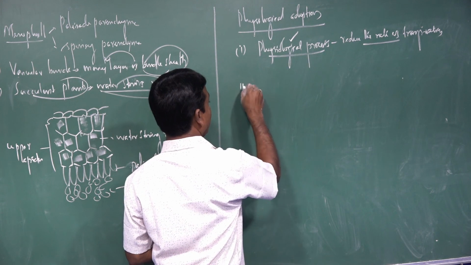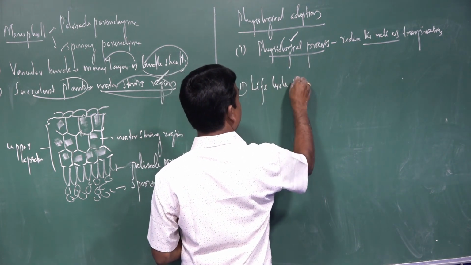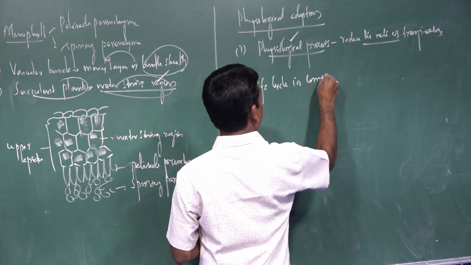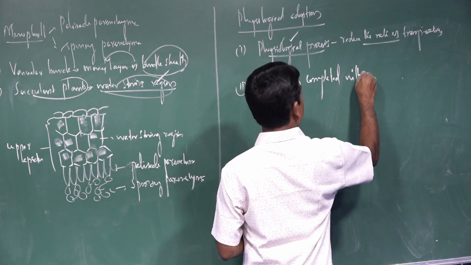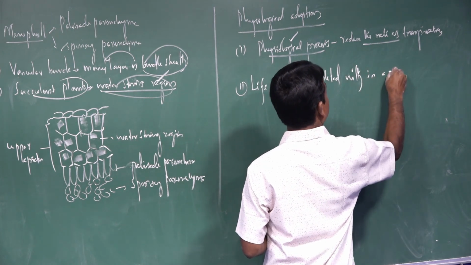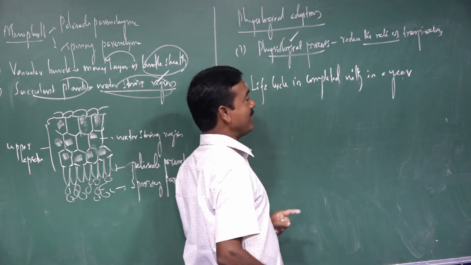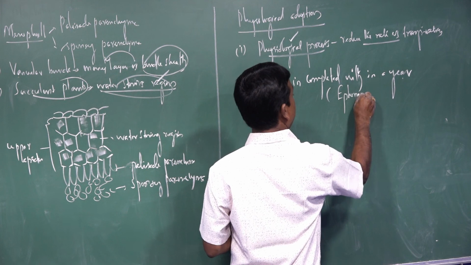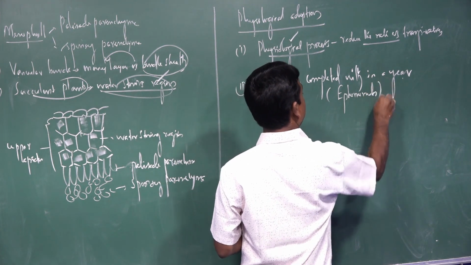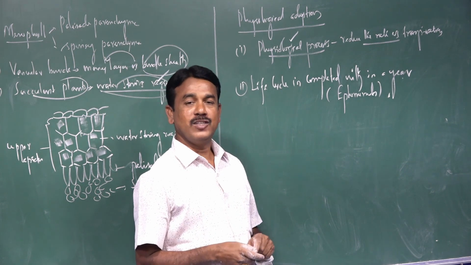The second thing, the life cycle is completed within a year or in a single season only. That plant is commonly called an ephemeral. So those are adaptations generally occurring in xerophytic plants.